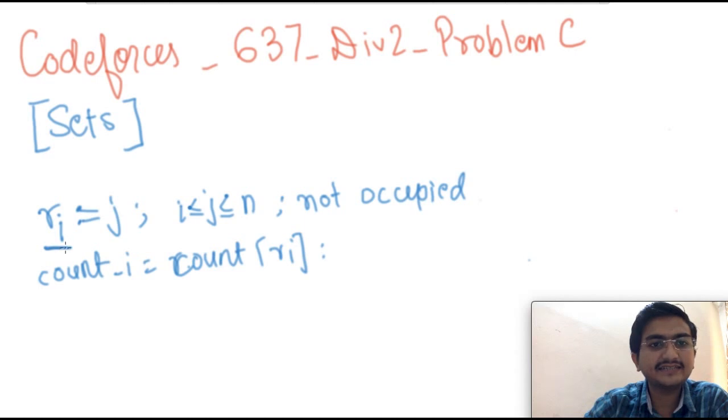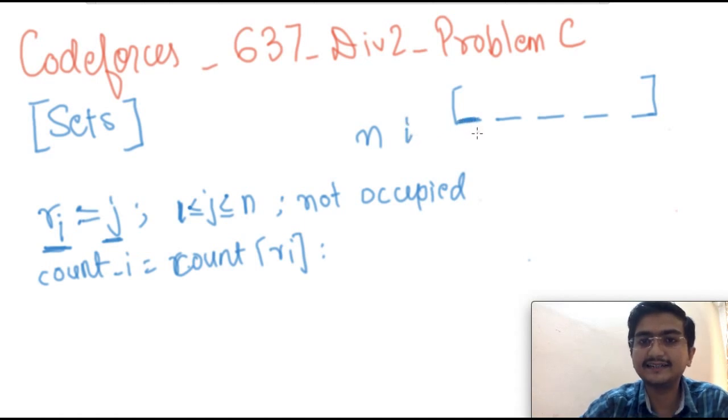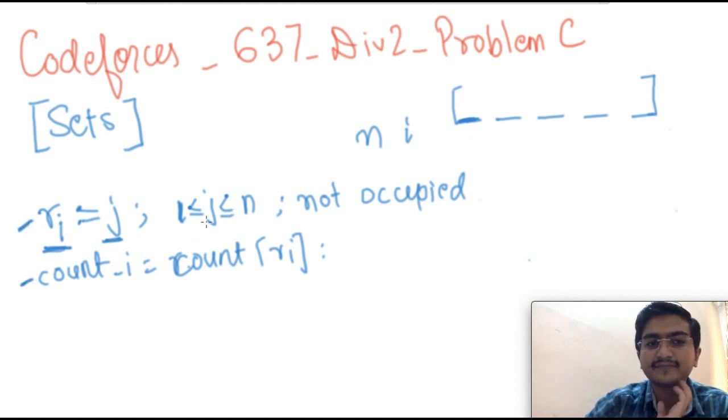So basically, what was given is that you have an array of positions, and you have to generate a random permutation of n numbers, right? Any number i can be placed at a specific place that is calculated using two variables, Ri and count of i. Ri is equal to j, where j is greater than or equal to i and less than n, which is the first non-occupied place.